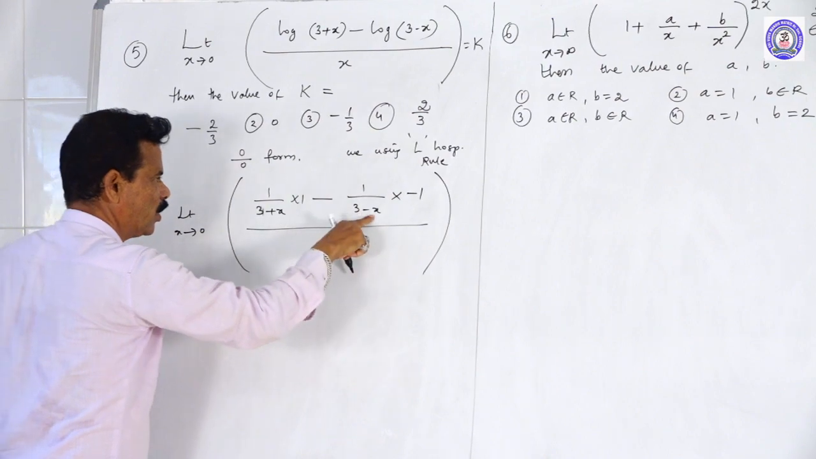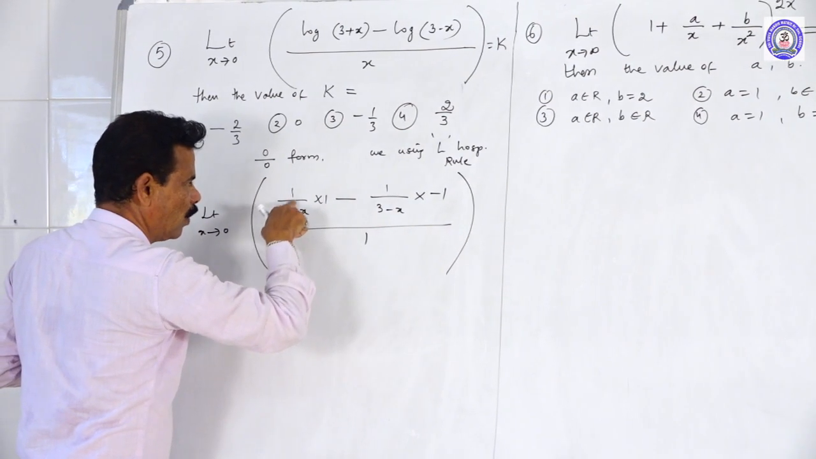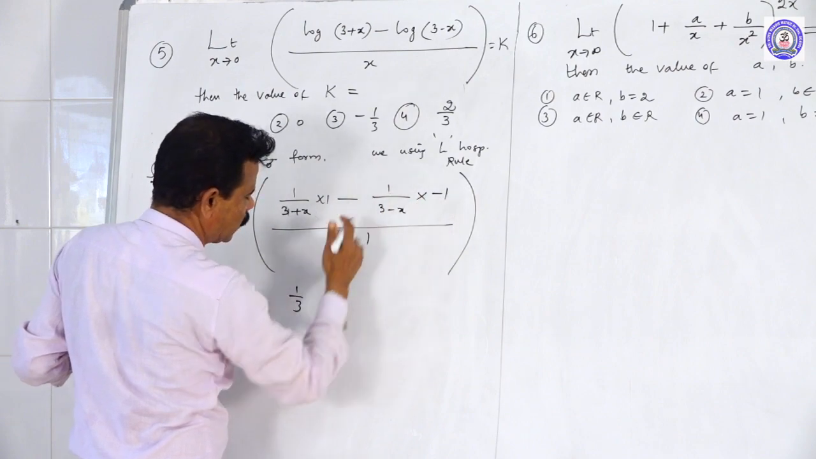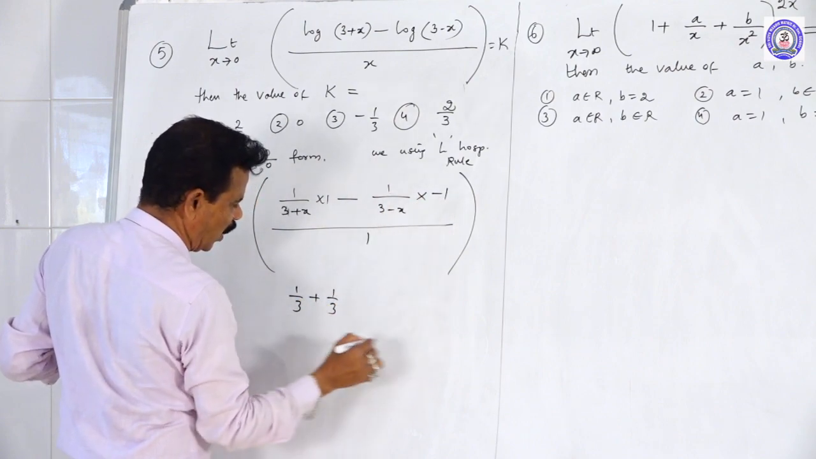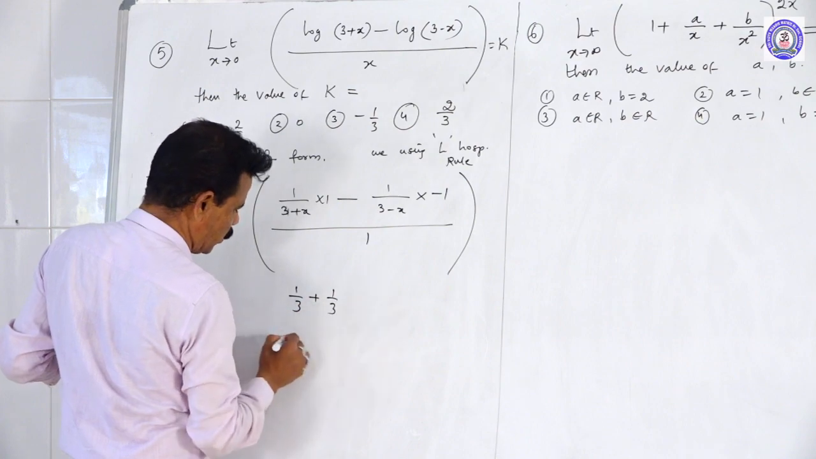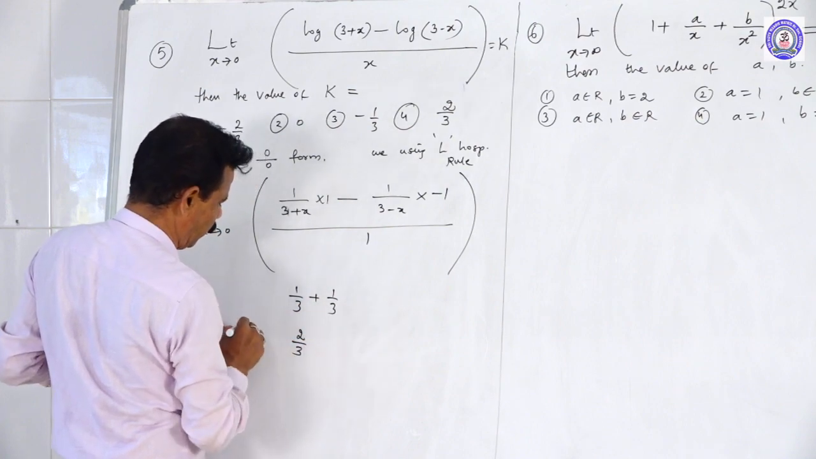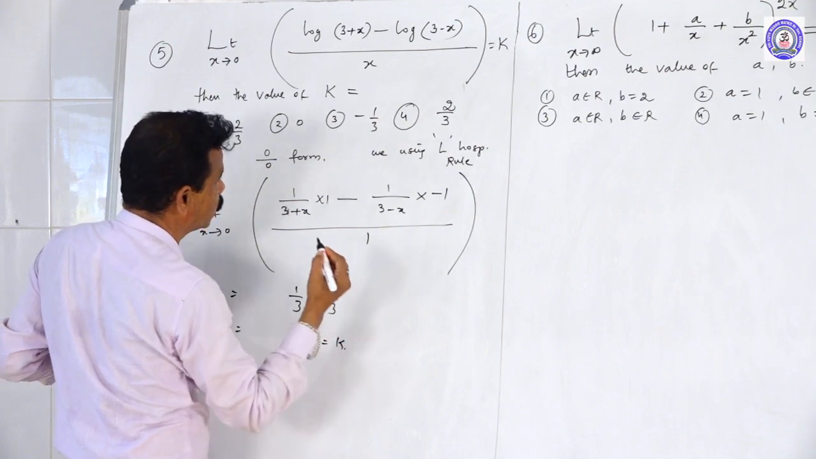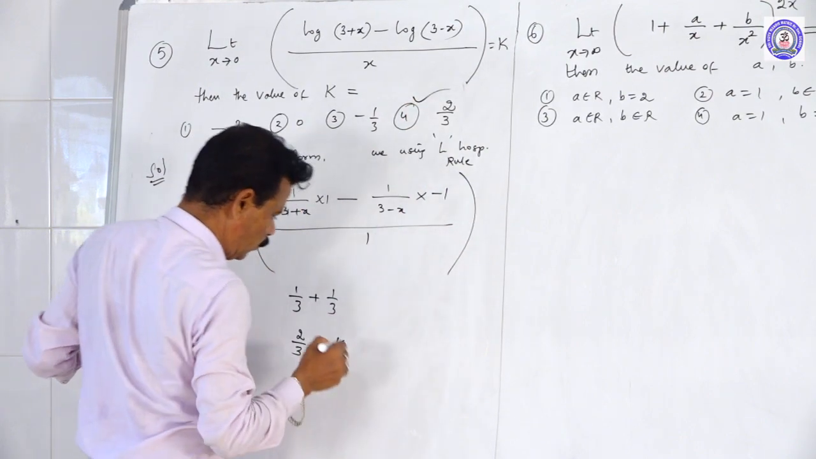Now we apply 0. Here 0, here 0, and 1 by 3, here also 1 by 3, and minus minus plus, so 1 by 3 plus 1 by 3, divided by 1, is equal to 2 by 3. So this is the k value: 2 by 3, the fourth option.